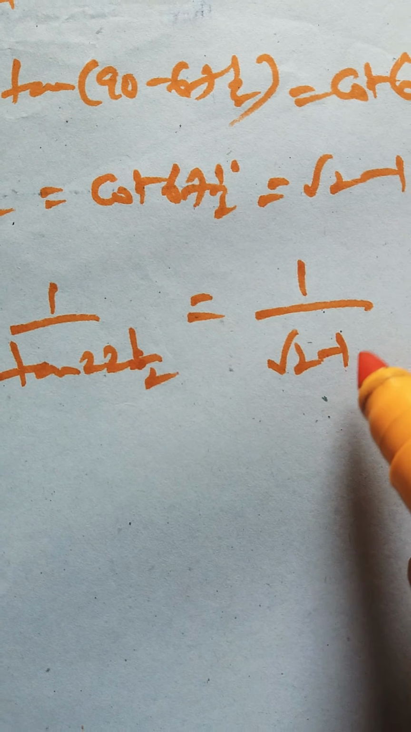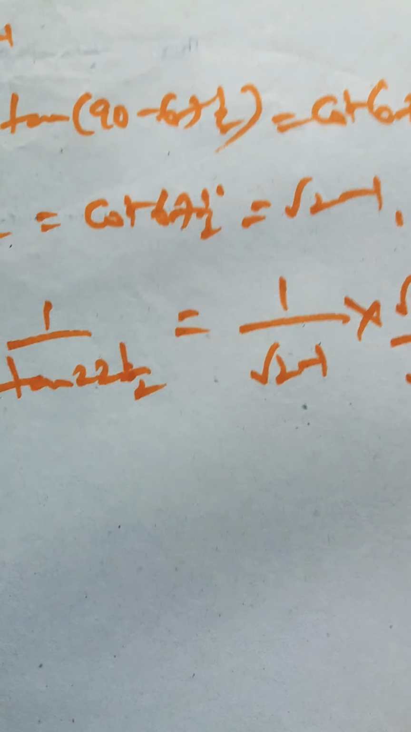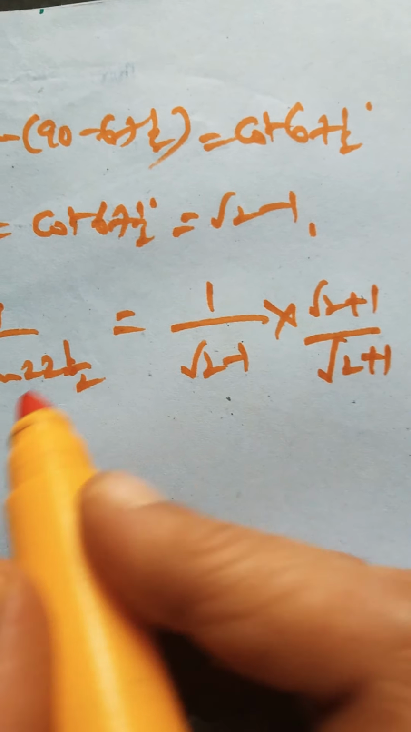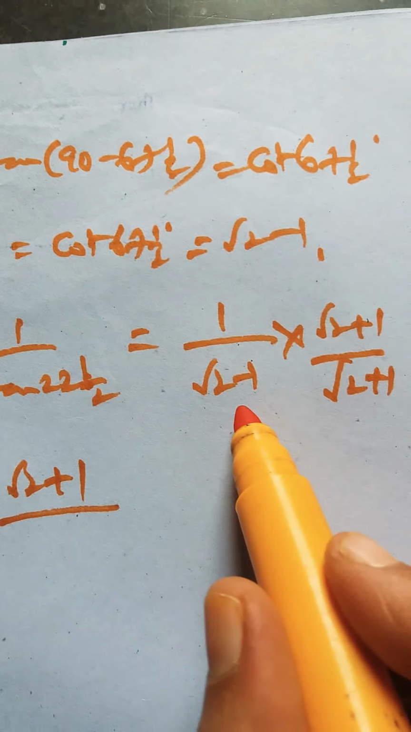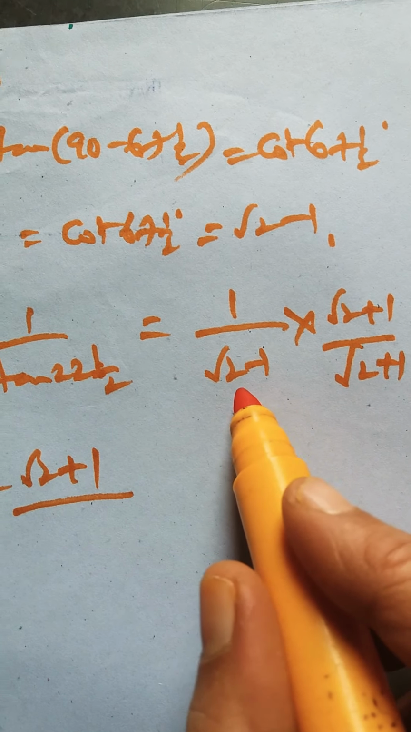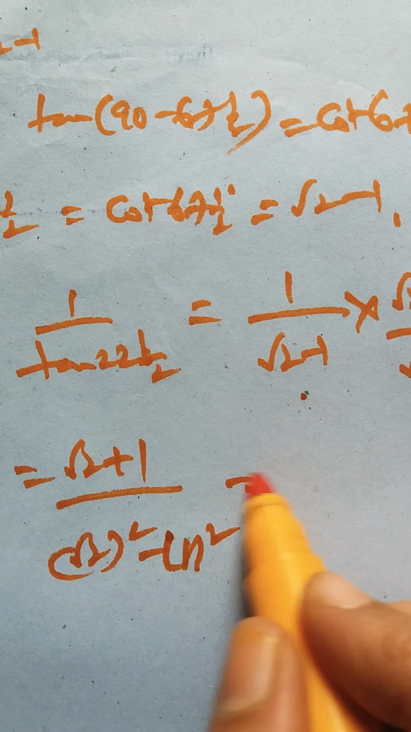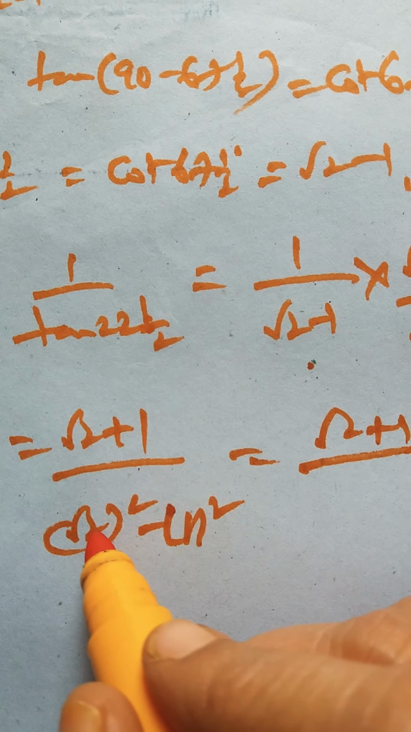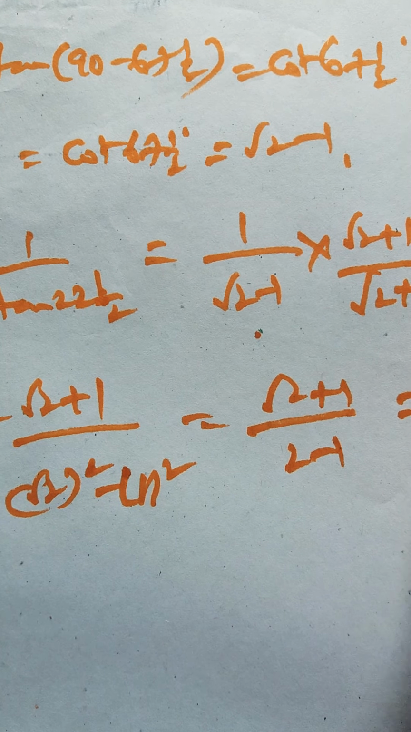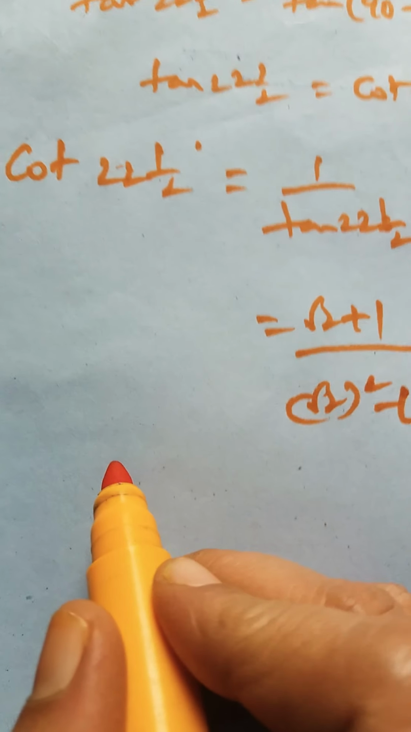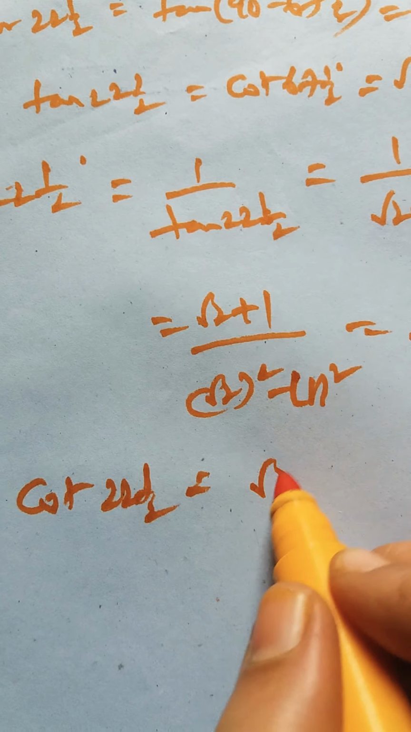But again the denominator is an irrational number. Again multiply with its conjugate, root 2 plus 1 by root 2 plus 1. So the numerator 1 into root 2 plus 1 is root 2 plus 1 only. Now the denominator root 2 minus 1 into root 2 plus 1 is (a minus b) into (a plus b), a square minus b square. So we get root 2 plus 1 divided by a square. Root 2 whole square means square and root will get cancelled, we get 2 minus 1, that is root 2 plus 1 by 1. Therefore, cot 22 and a half degrees is equal to root 2 plus 1.